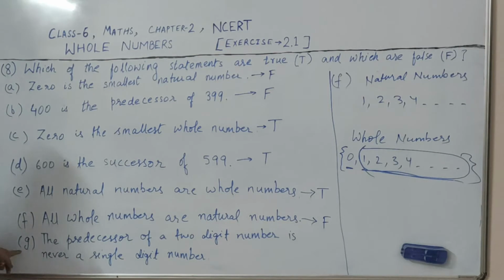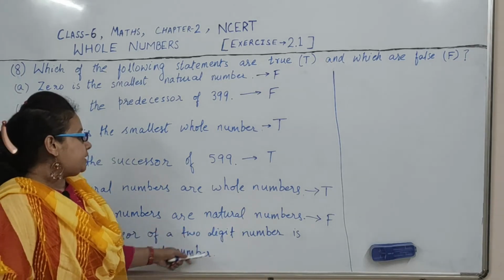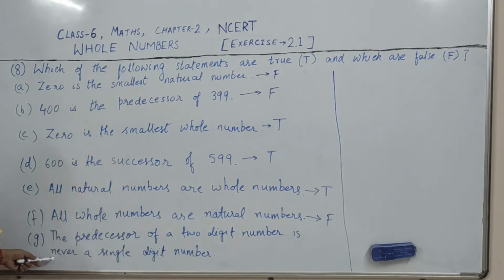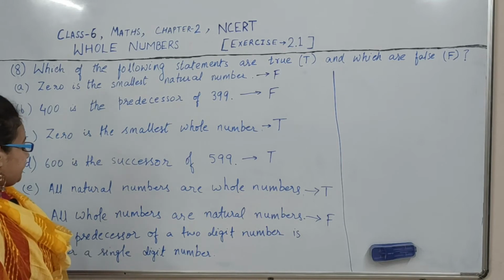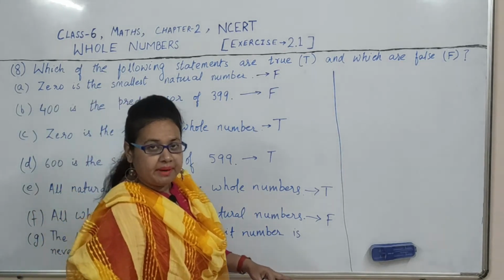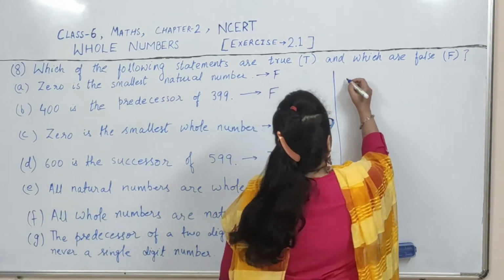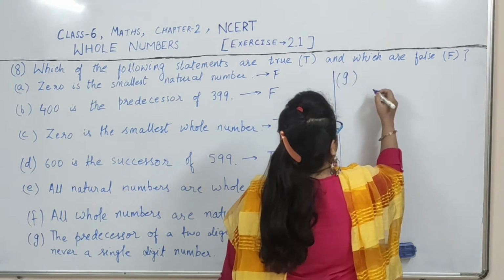G part. Let's see what's there in this question. The predecessor of a two-digit number is never a single-digit number. So, the predecessor of a two-digit number. We are talking about two-digit numbers here. So, let's see what are two-digit numbers.